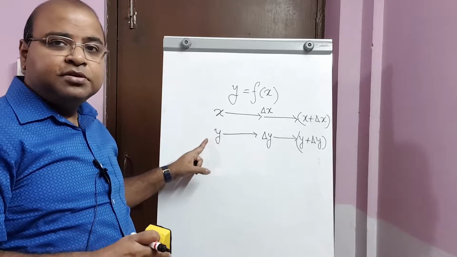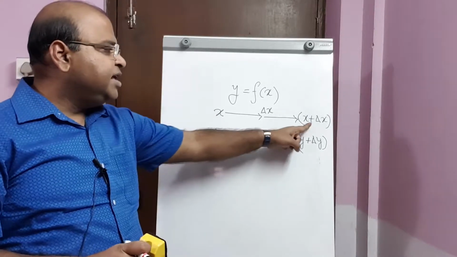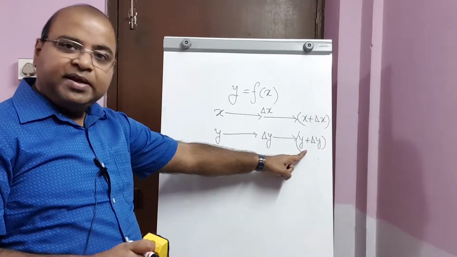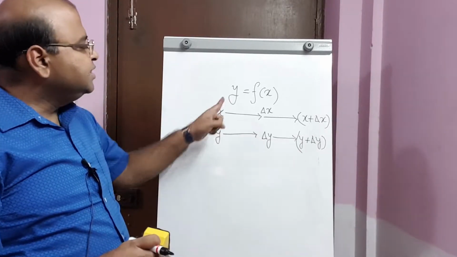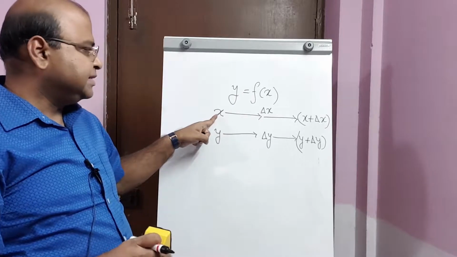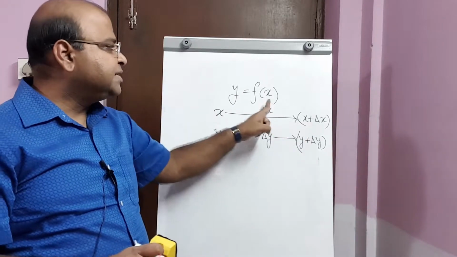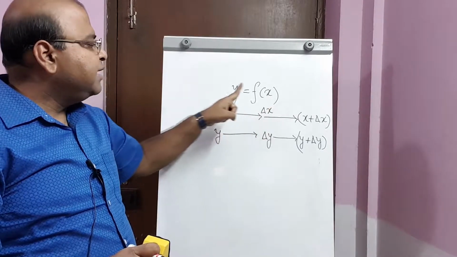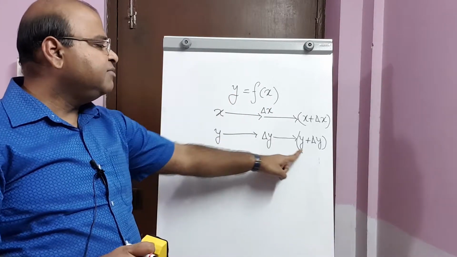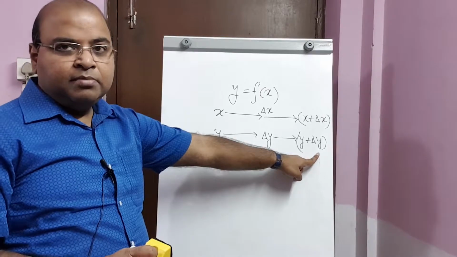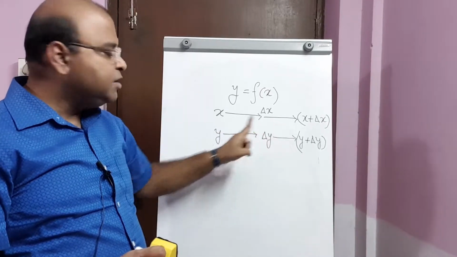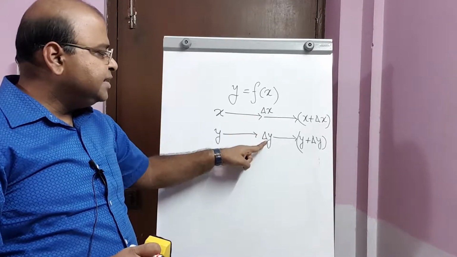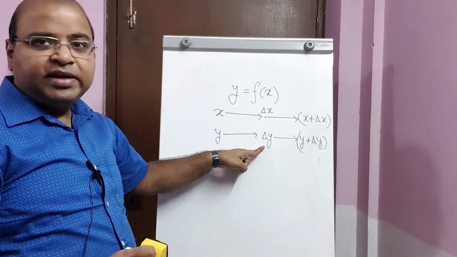So these are the initial values of x and y, and here we have the final values of the independent variable as well as the dependent variable. So in this function, if I now replace x by its final value x plus delta x, then at the same time we also have to replace y by its final value, that is y plus delta y, because when x suffers the change, y also suffers the change simultaneously. Delta x and delta y are simultaneous changes over x and y.